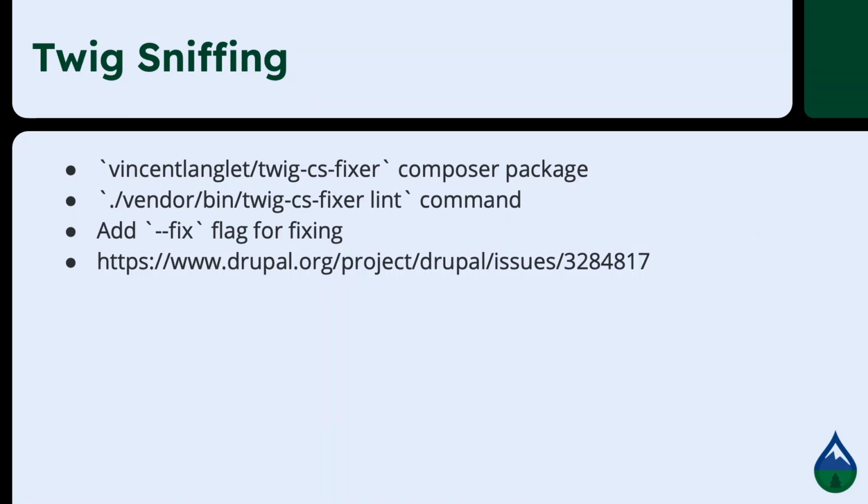One that's relatively new is Twig sniffing. This package allows you to start doing it. It finds indentation issues, which I see a lot of, inappropriate use of extending and including, and whether you're using single quotes versus double quotes and things like that. You can add the fix flag, and it'll fix these things for you. And there's a core issue for this to be added to Drupal core. So going forward, all Drupal core modules and templates are going to get sniffed using this particular tool.